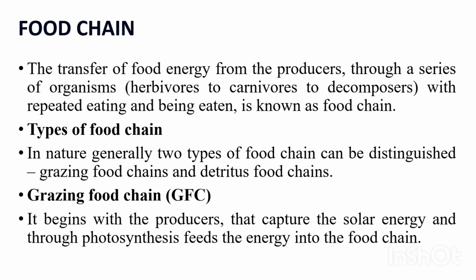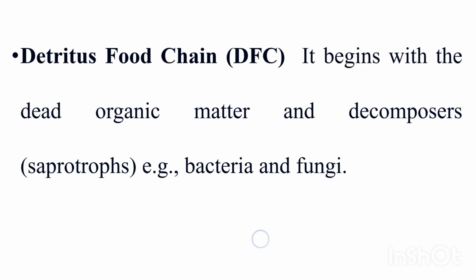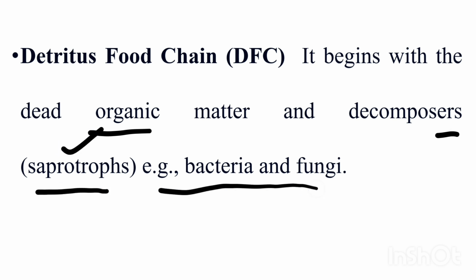Types of food chain: one is the grazing food chain. It begins with the producer, that is the green plant, that captures solar energy through photosynthesis and feeds energy into the food chain. The other is the detritus food chain. It begins with dead organic matter and decomposers, which are otherwise known as saprotrophs, that is bacteria and fungi.